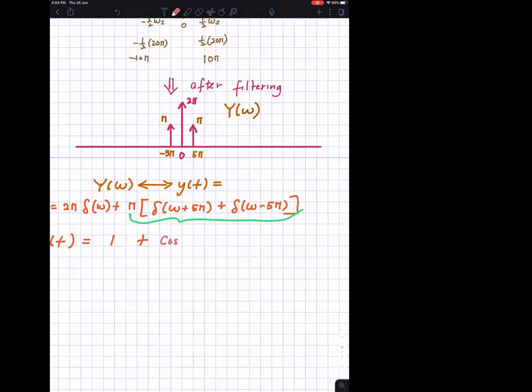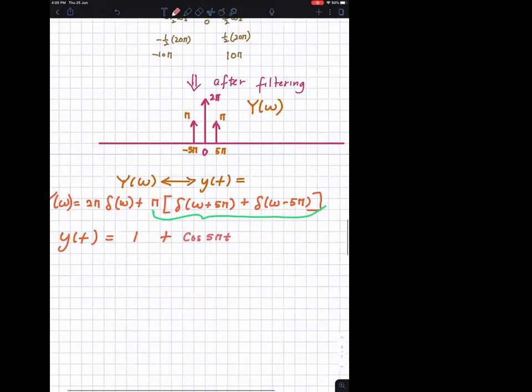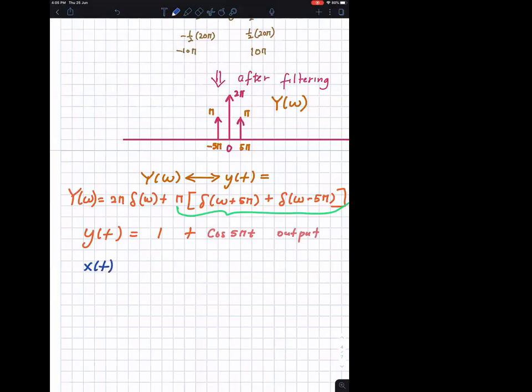Now, you know everything, and I ask you a question, but in the exam, something is going on. So this is the output. But what was our input? What was the input? 1 plus cosine 15 pi t. This was the input, right?